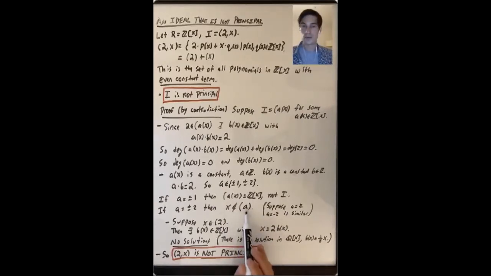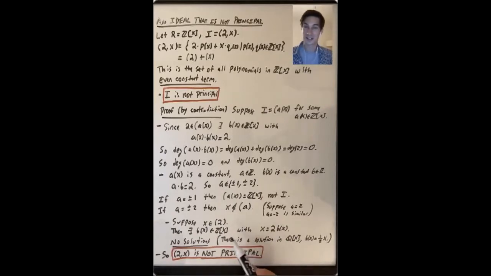So I'm just going to write 2 for A now. If A is minus 2, the argument's exactly the same, but for notation, it's a little easier. So suppose X is in the ideal generated by 2. What does that mean? There exists a polynomial B of X in Z bracket X where X equals 2 B of X. That means that there's some polynomial with integer coefficients where you multiply by 2 and you get X. But what happens when you multiply a polynomial by 2? You're multiplying all the coefficients by 2. So that would mean that the X coefficient of B of X would have to be 1/2. So there are no solutions. Such a B of X doesn't exist. So X is not in the ideal generated by 2.